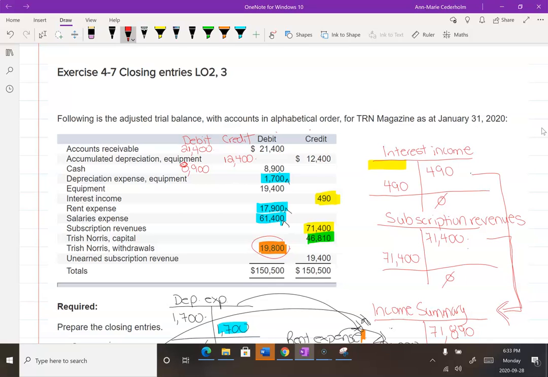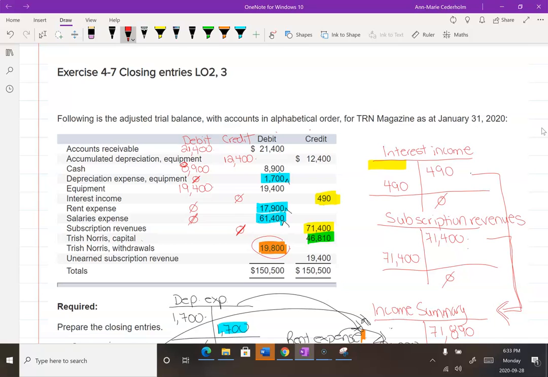Now, depreciation expense is one that we closed out, so that will be 0. The equipment is a permanent account, so that will stay on our balance sheet. Our interest income was a temporary account, so that will be 0. The rent expense and the salaries expense are both temporary accounts, so those were brought down to 0. Subscriptions revenue was a temporary account, which we brought to 0.